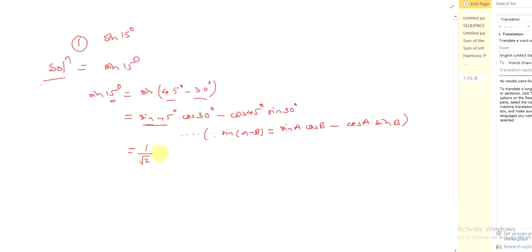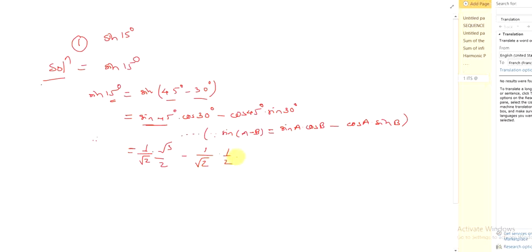Root 2, 1 by root 2. And cos 30 degree, what is its value? Cos 30 degree is equal to root 3 by 2, minus cos 45 degree. Cos 45 and sin 45 value, that is 1 by root 2. Again sin 30 degree, half.